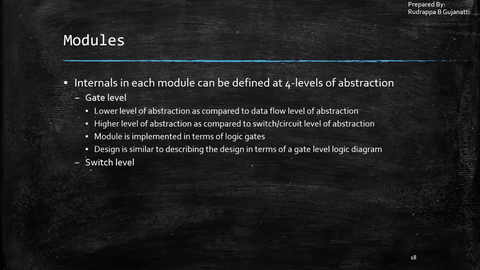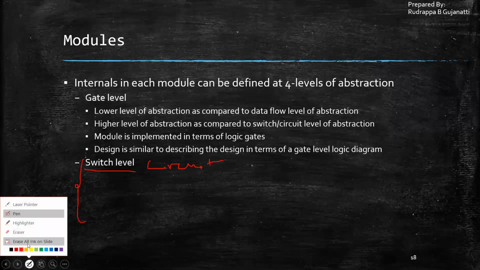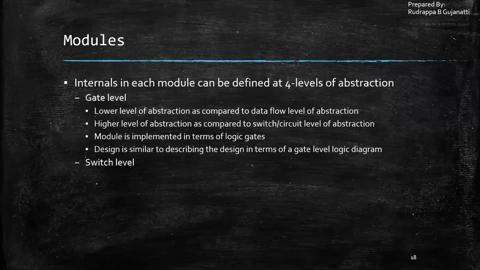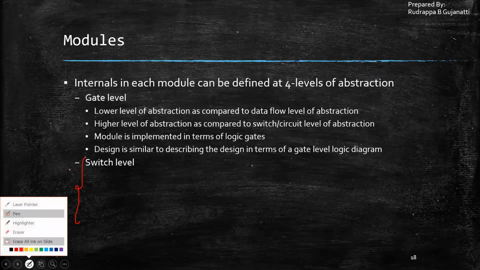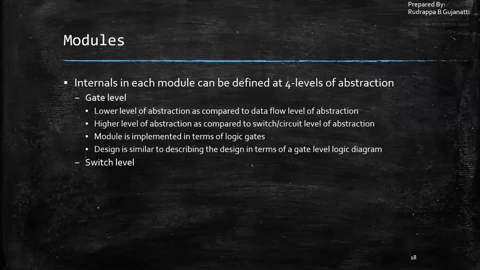Lastly comes the switch level, sometimes called the circuit level of abstraction. This is the lowest level of abstraction. Generally, this won't be preferred by many designers. Generally, the circuit designers look after this, and the logic designers utilize the output given by the circuit level designers. We had discussed this in one of the sessions. So, switch level is the lowest level of abstraction.